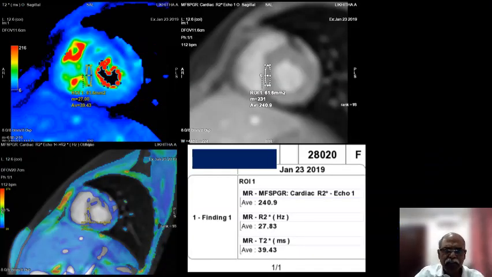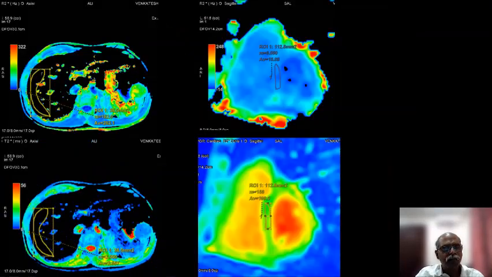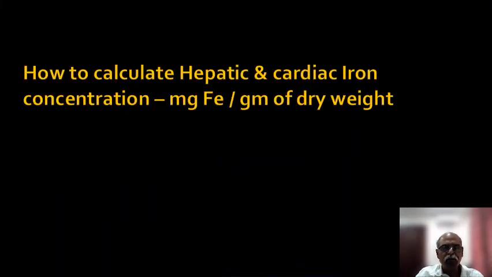Similarly, there are softwares, in GE we know as ReadyView, or in Philips you call it as Dixon Quant or LiverLab. LiverLab is there, and in Siemens there is HISTO. In this advanced workstation software, you can even draw on the myocardium. You can get the T2 star and R2 star of myocardium, especially in hemochromatosis. I told you this. All this we have seen. Already I have told you.